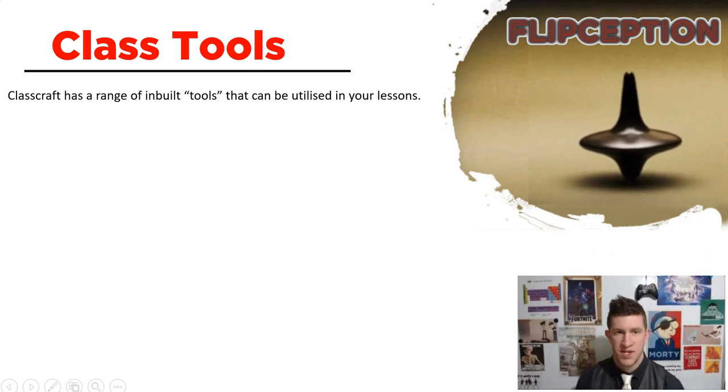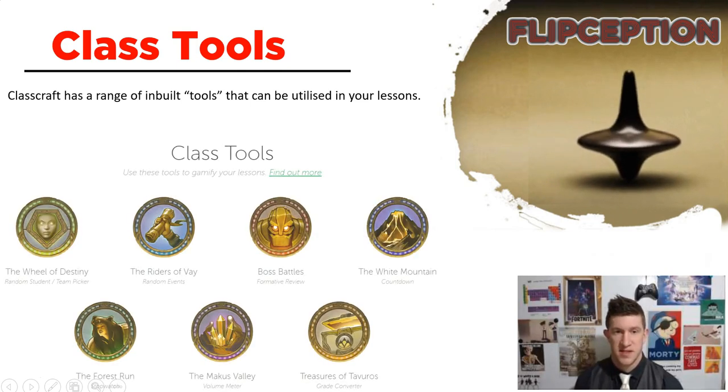Classcraft has a range of inbuilt tools, and these can be utilized in your lessons. So some of the examples are, and this is the dashboard of what you see. You've got your Wheel of Destiny, the Riders of the Vey, the Boss Battles, the White Mountain, the Forest Run, the Maker's Valley, and the Treasures of Tavaros. So these are just fancy words or fantasy names for basic functions, and we'll talk about these now.